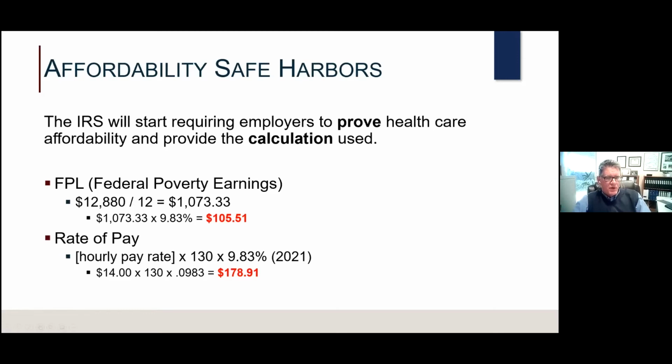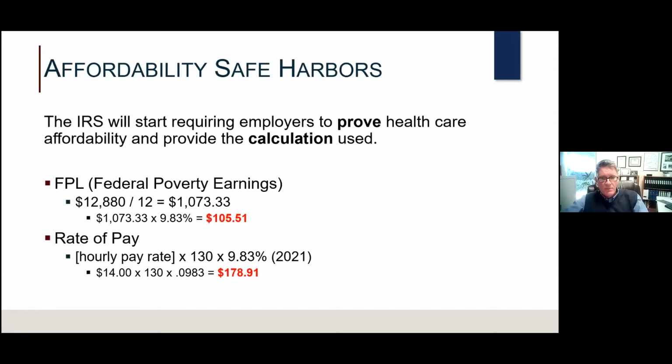So, the affordability safe harbors. You have to choose one affordability safe harbor to use for a class of employees across the board. The requirement is that you offer affordable health care coverage to your employees, and the definition of affordable is a percentage, the affordability percentage, of the employee's household income. You're not going to know the employee's household income, so the IRS gives you three potential safe harbors to demonstrate why your offer of coverage is affordable.